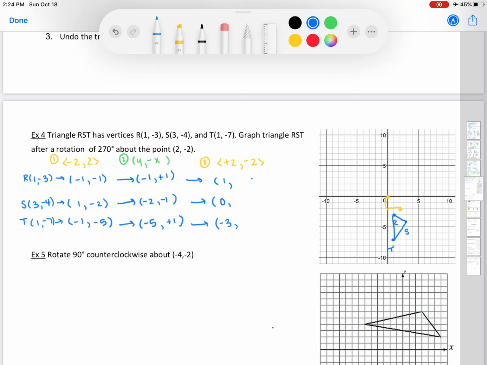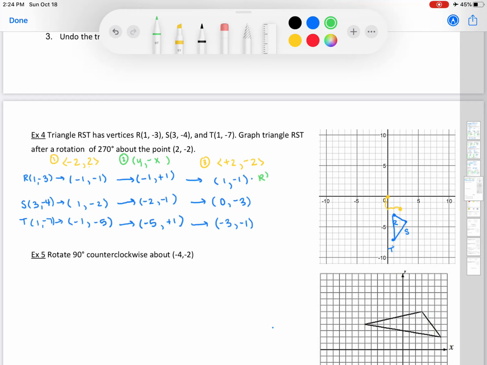For your y coordinates, we need to move them back down 2. So positive 1 plus a negative 2 is going to give me negative 1. Negative 1 plus a negative 2 is going to give me negative 3. And 1 plus a negative 2 is going to give me negative 1.